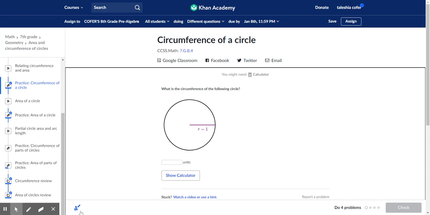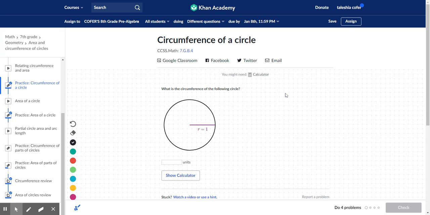Hey guys, today we're going to work on the circumference of a circle. There are two formulas that we can use when we're looking for the circumference of a circle. The first one is c equals pi times d, and this is when you have the diameter. You use the one with the d. The other equation is c is equal to 2 times pi times r.